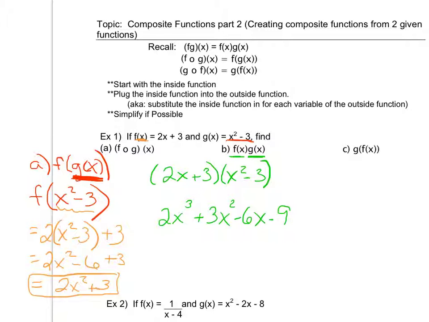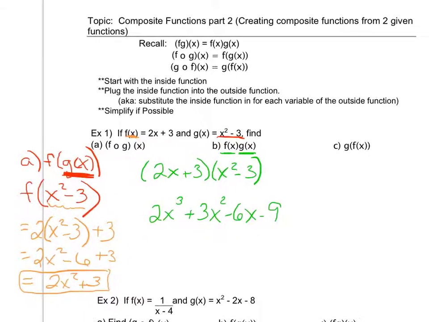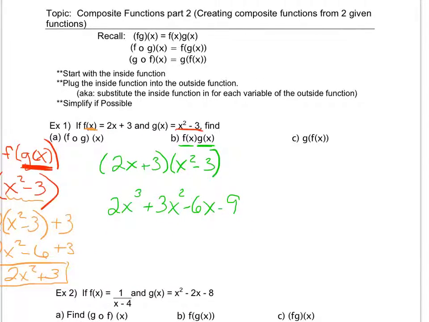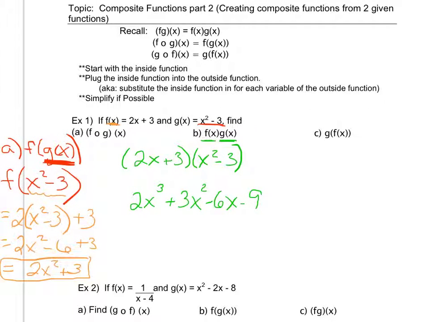I don't want to spend a lot of time on the process of it. We've all learned the process. I want to spend my time on recognizing when I am doing a composite function versus when I am doing a multiplication problem. Letter C, the last part of this example. This is very similar to letter A. Notice on letter A, I had an inside function inside of my outside function. Now I have f of x on the inside of g. So same thing, I'm going to replace the inside with f of x. So I'm going to have g of 2x plus 3.